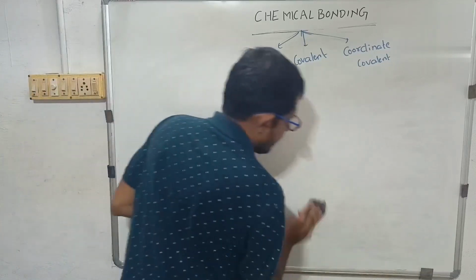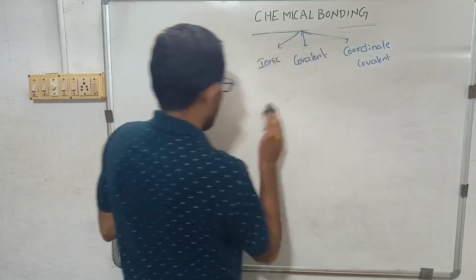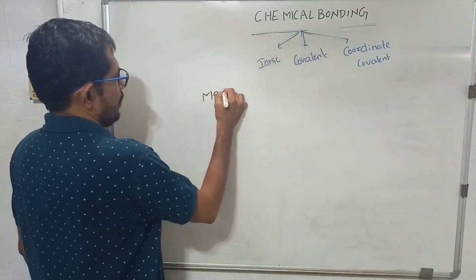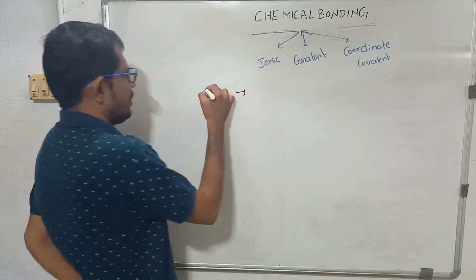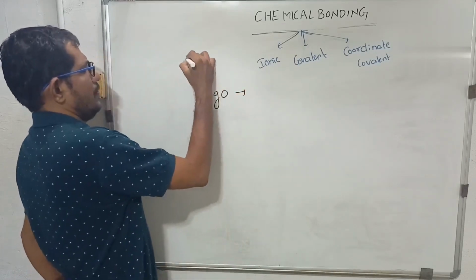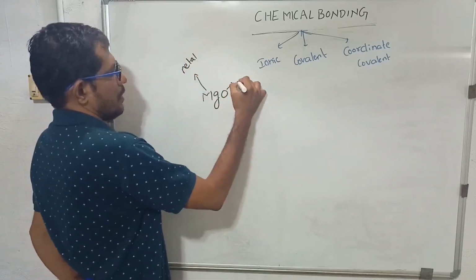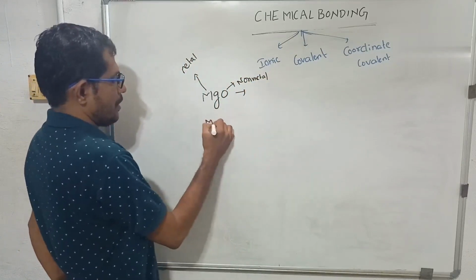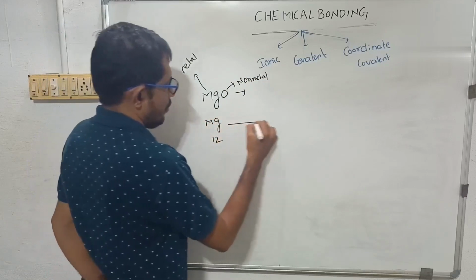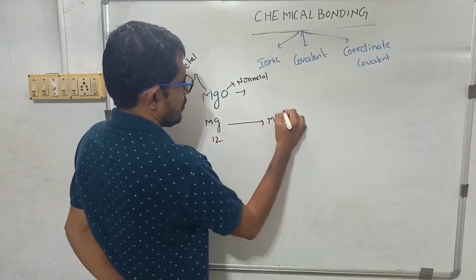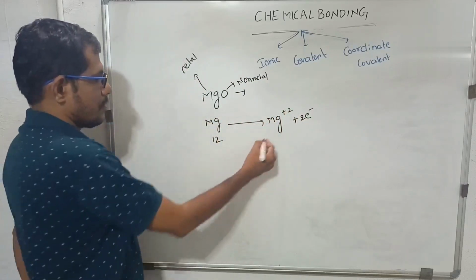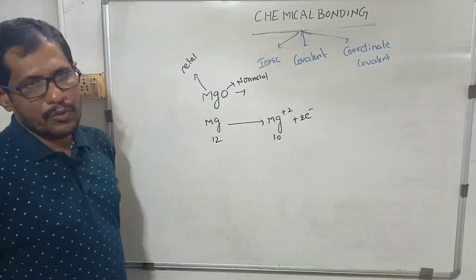If you take magnesium oxide, I will write it over here. Magnesium is a metal and oxygen is a non-metal. Magnesium's atomic number is 12. It is going to lose 2 electrons, and in such a way it becomes stable.